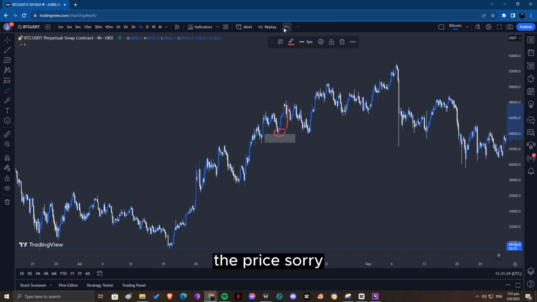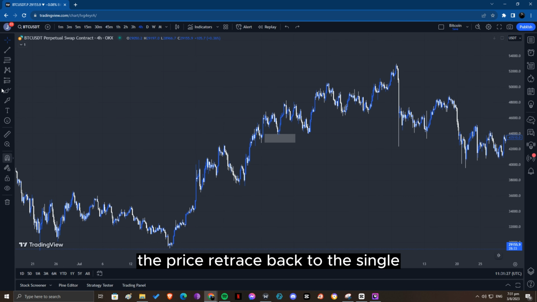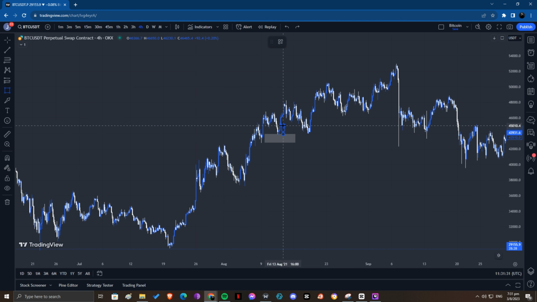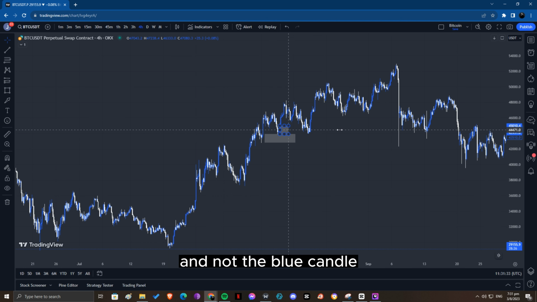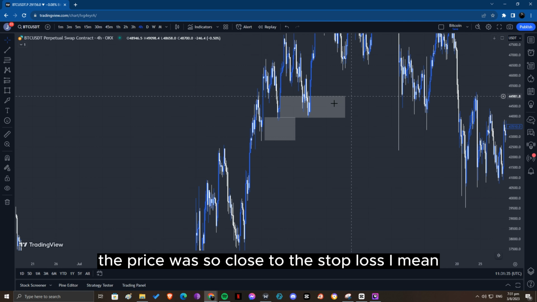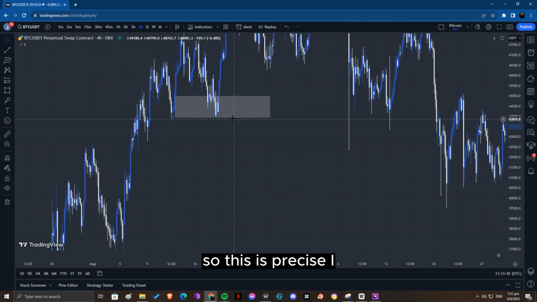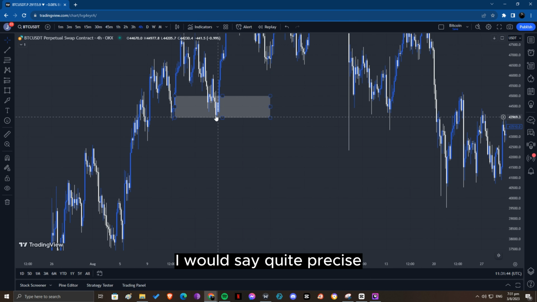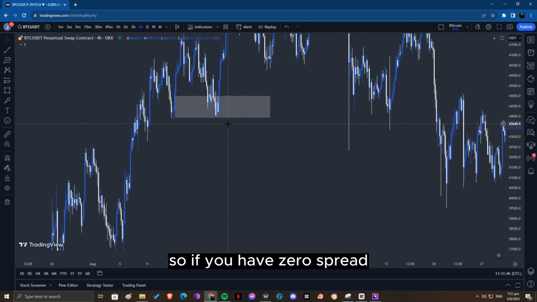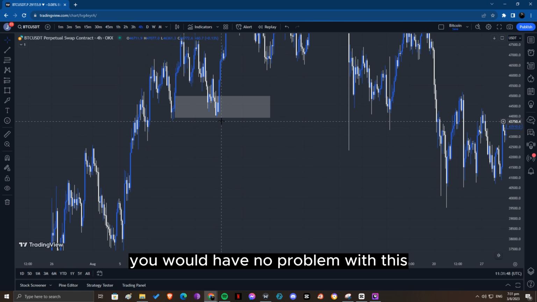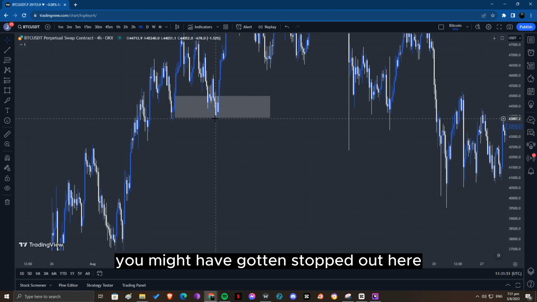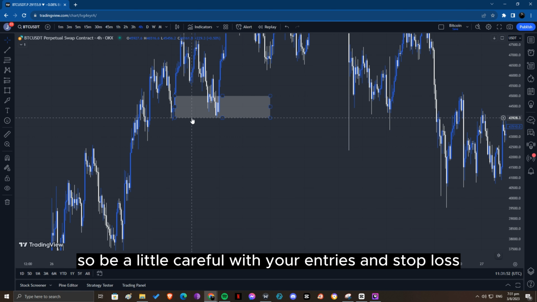Once again, the price retraced back to the single entire white candle here. Notice how I am taking the white candle and not the blue candle. The price was so close to the stop loss. I mean, most people would have had the stop loss right here, but that was so risky. So this is precise, I would say quite precise. If you have 0 spread, you would have no problem with this. But if you did have spread, you might have gotten stopped out here. So be a little careful with your entries and stop loss.